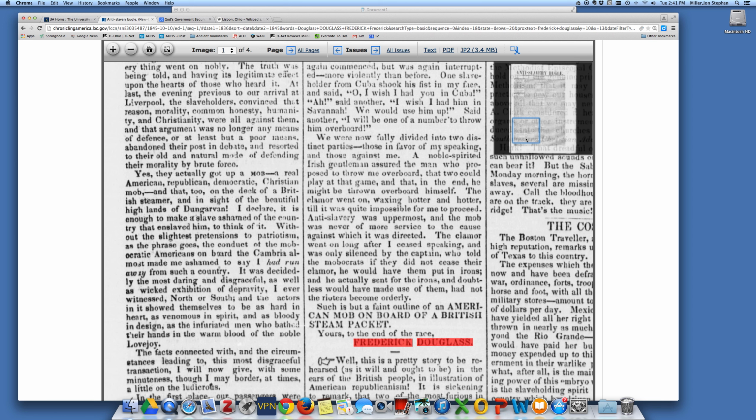Without the slightest pretensions to patriotism, as the phrase goes, the conduct of the mobocratic Americans on board the Cambria almost made me ashamed to say I had run away from such a country. It was decidedly the most daring and disgraceful, as well as wicked exhibition of depravity I ever witnessed, north or south, and the actors in it showed themselves to be as hard in heart, as venomous in spirit, and as bloody in design as the infuriated men who bathed their hands in the warm blood of the noble Lovejoy.